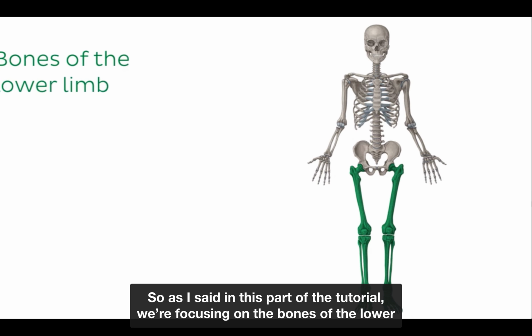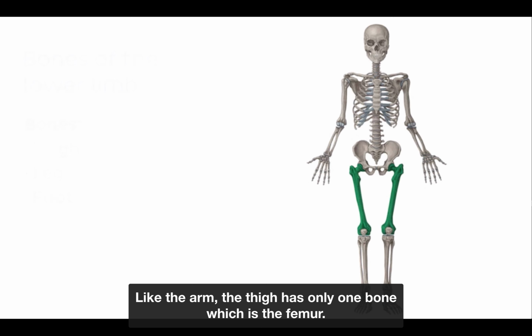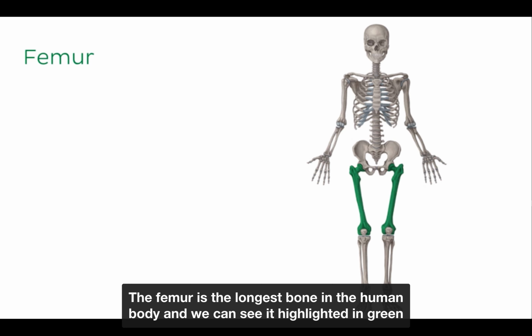So as I said, in this part of the tutorial, we're focusing on the bones of the lower limb, specifically the bones of the thigh, the bones of the leg, and the bones of the foot. Like the arm, the thigh has only one bone, which is the femur. The femur is the longest bone in the human body, and we can see it highlighted in green in our image on the right.